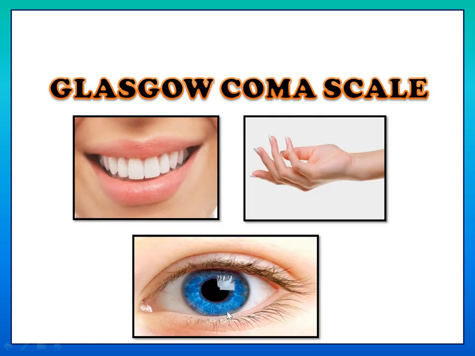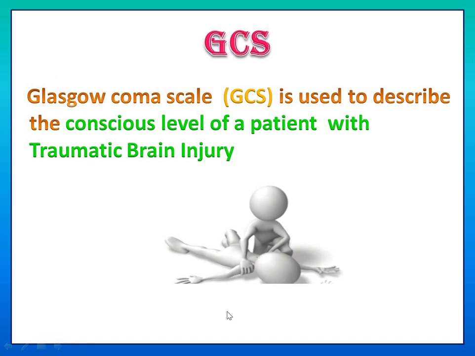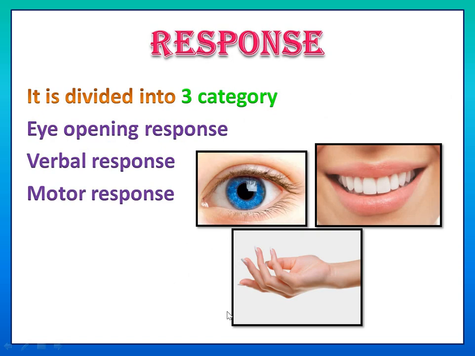This lecture is on Glasgow Coma Scale. We can denote it as GCS. GCS is used to describe the conscious level of patient with traumatic brain injury, head injury, trauma patient or unconscious patient. The GCS is divided into three categories, which means we should check the three responses. They are eye-opening response, verbal response and motor response.